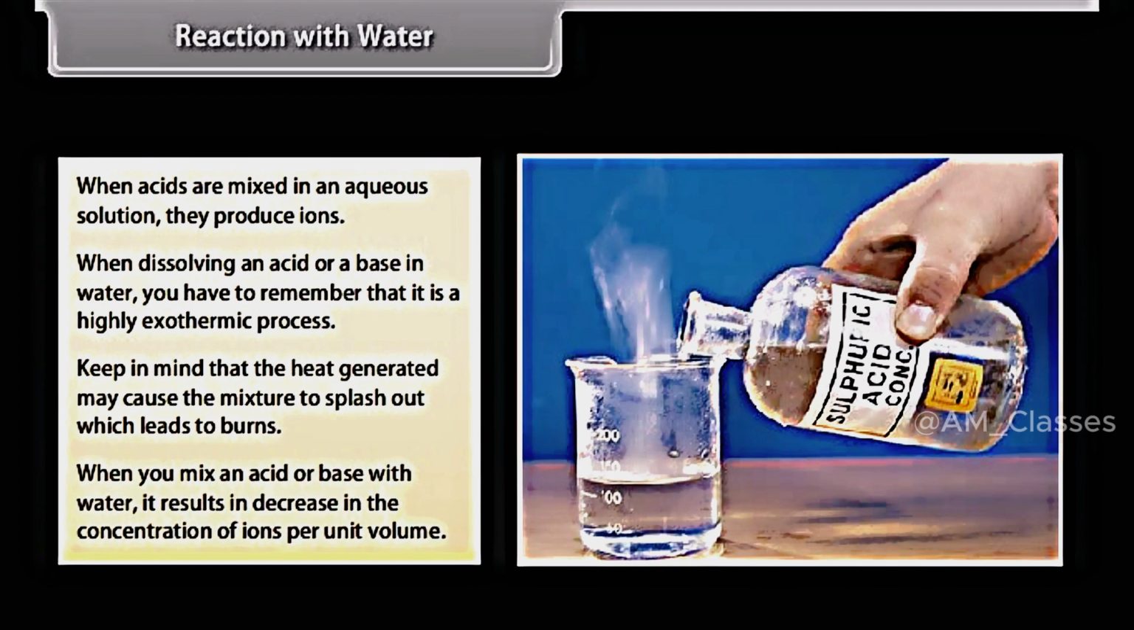When you mix an acid or base with water, it results in decrease in the concentration of ions per unit volume. This process is called dilution, and you get diluted acid or base.